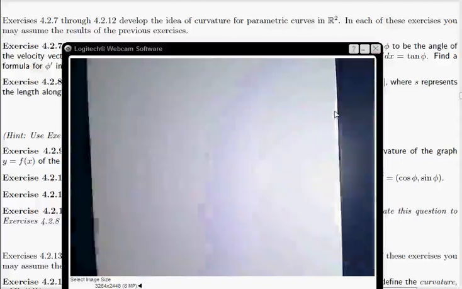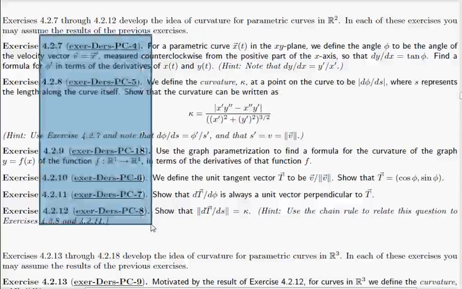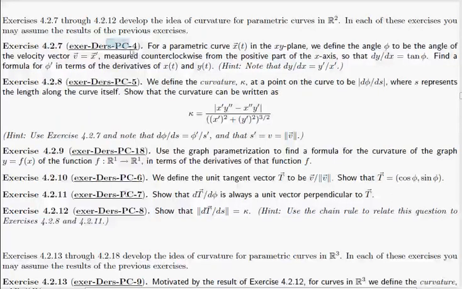Okay, so here we're going to be talking about these curvature problems in R2. These are these 6 exercises here, but we're going to do these one at a time. We're going to start by doing just PC4.